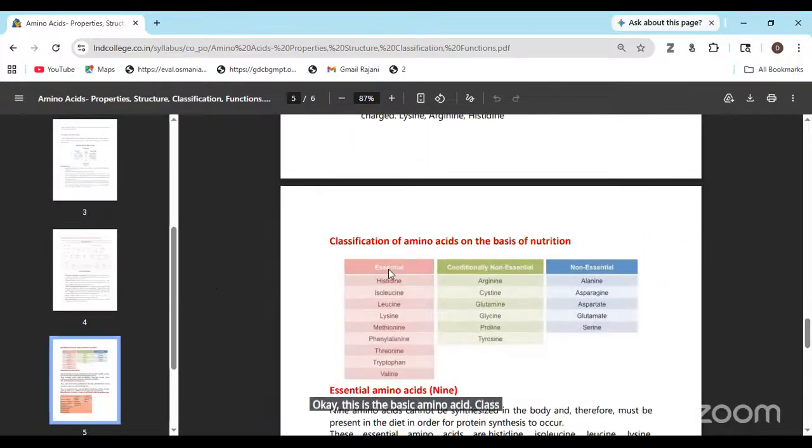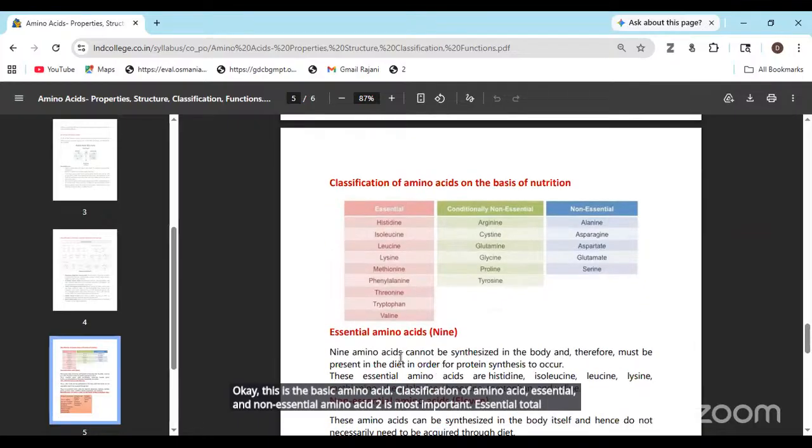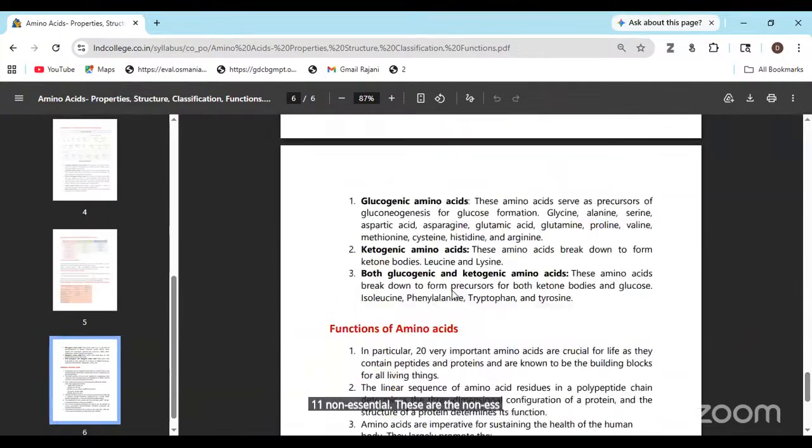Classification of amino acids: essential and non-essential amino acids. These two are most important. Essential amino acids total 9, ma. See, 9 essential, and non-essential are 11. These are the non-essential amino acids.